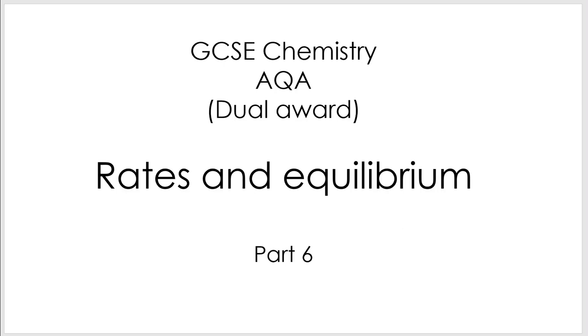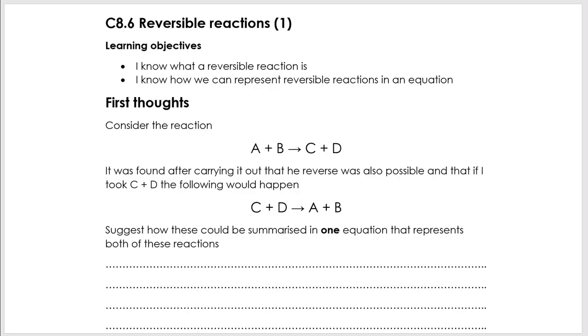This is part 6 of the rates and equilibrium topic in the AQA GCSE chemistry course. This is a dual and triple award topic, so everybody taking this course does need to be familiar with what we're about to look at. I'm going to recommend you pause and try each activity as you go. In this video, we're going to introduce reversible reactions and work out and show how we represent them. We'll also look at a couple of examples as we go, but have a think about this question to begin.